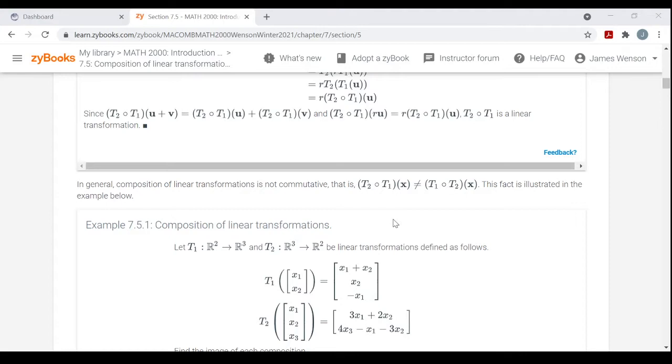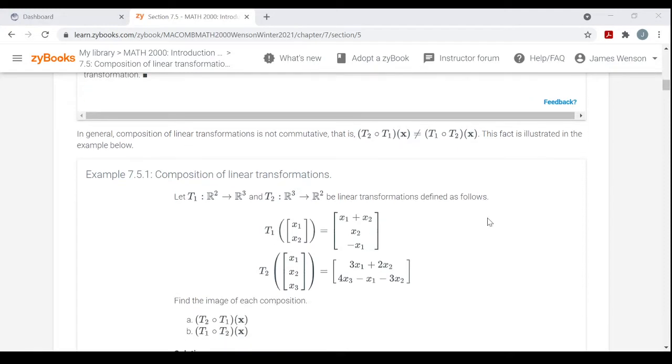And as you probably saw in a previous algebra class or pre-calculus, the order in which you compose functions generally matters. T2 composed with T1 is not always going to be the same transformation as T1 composed with T2. So they say that composition is not commutative. The order matters. So let me show you an example here where I'll take you through how I would perform composition with certain linear transformations.